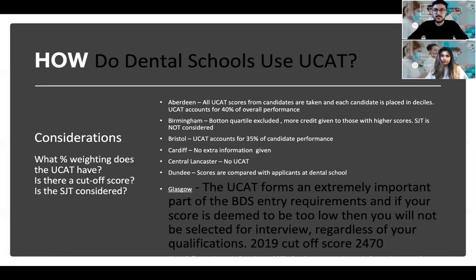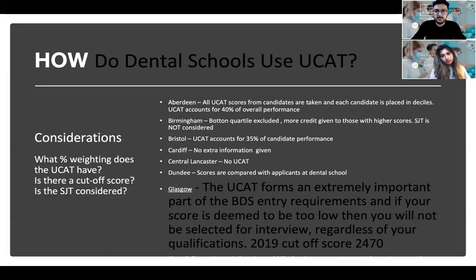So as I was saying earlier, the different universities will use the UCAT in different ways. So this is just a list. For example, Aberdeen University will take all the UCAT scores from candidates and they're placed in deciles, and then UCAT accounts for 40% of your overall performance. So generally speaking, the higher you score, the more likely you are to get an interview.